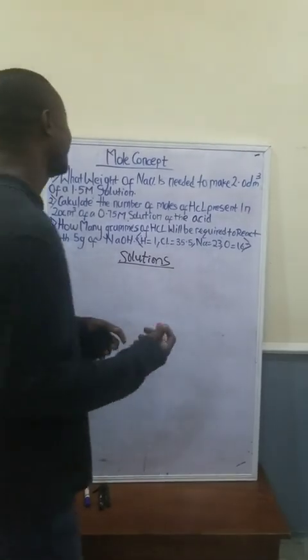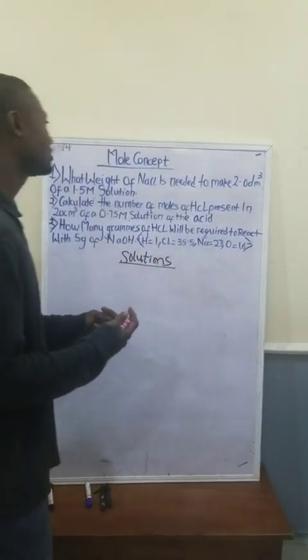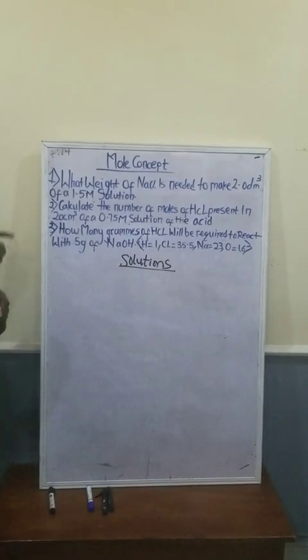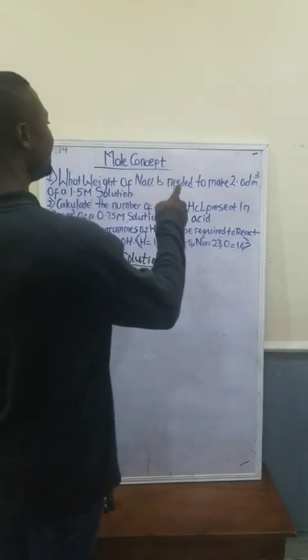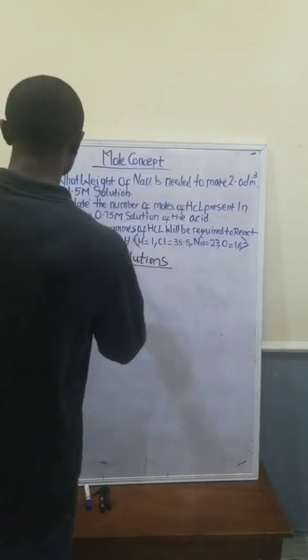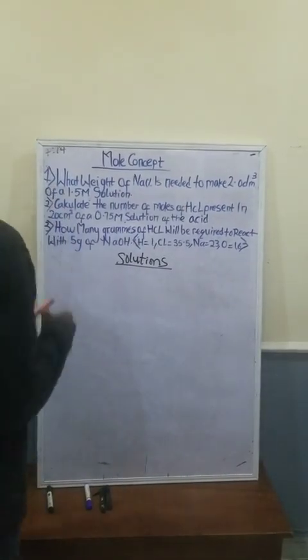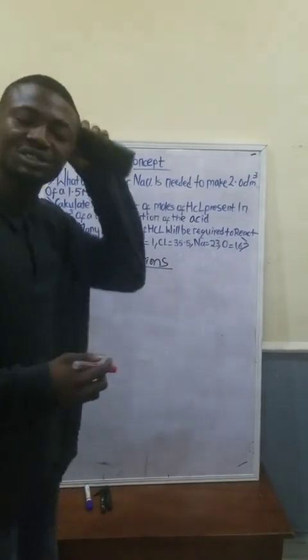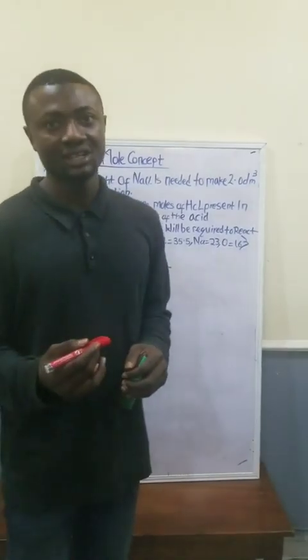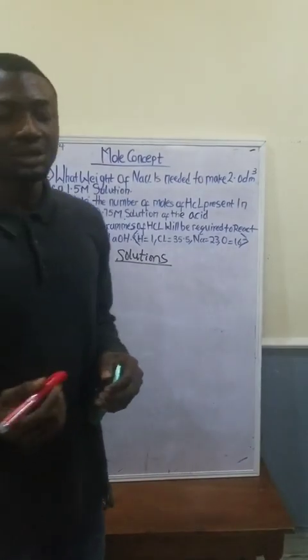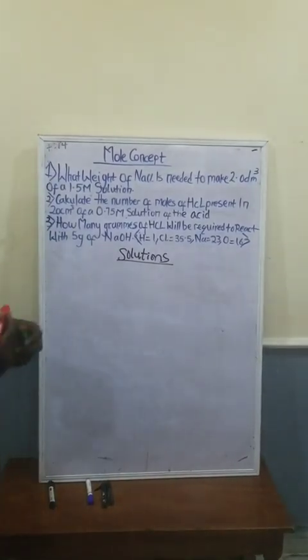Okay, now let's try our hands on some questions from the past question. This number one question: what weight of sodium chloride is needed to make 2.0 dm cube of 1 molarity of the solution? Now, you need to know that molarity is a unit of concentration. Just like we have mole per dm cube, we can also use molarity in concentration.